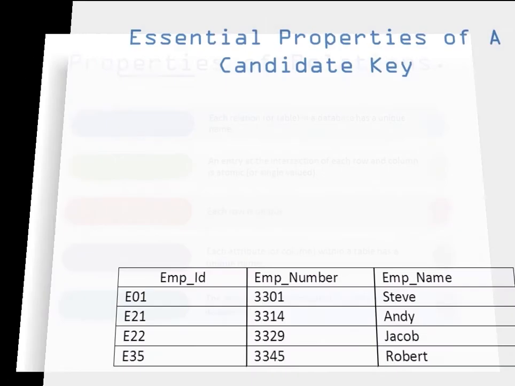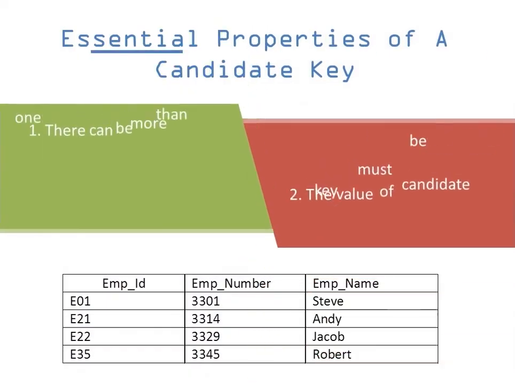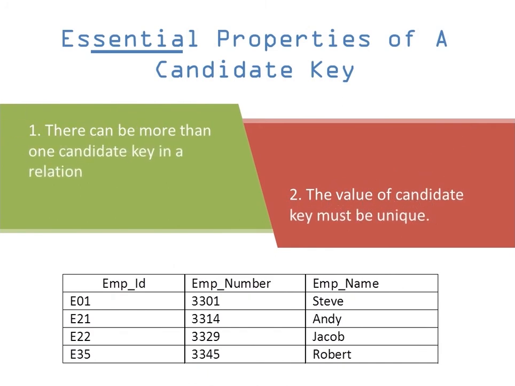Next, we move to the third learning objective about 2 essential properties of a candidate key. A candidate key is defined as the minimal set of fields which can uniquely identify each record in a table. It is an attribute or a set of attributes that can act as a primary key for a table to uniquely identify each record in that table. The first essential property of a candidate key is that there can be more than one candidate key in a relation.